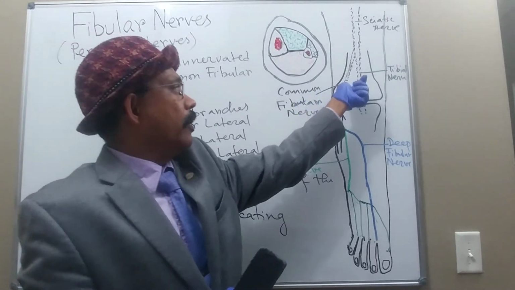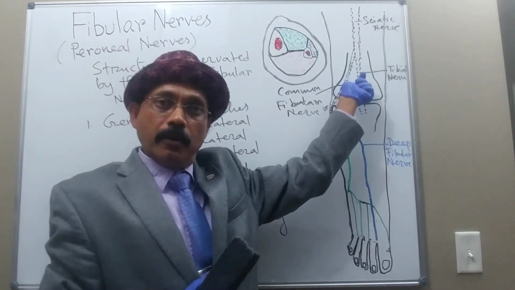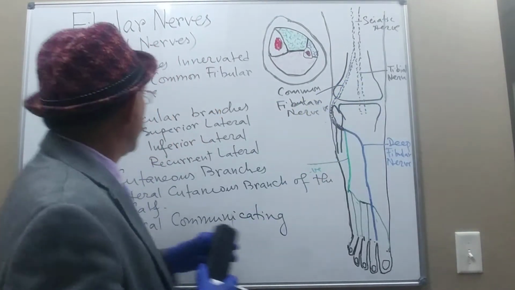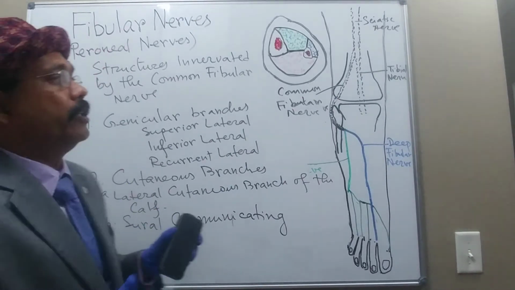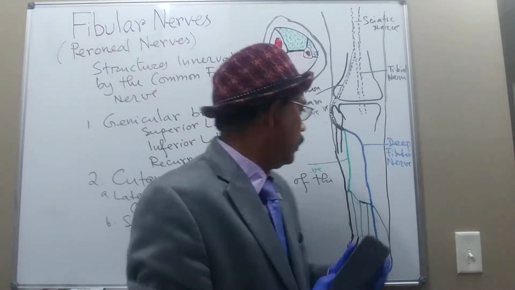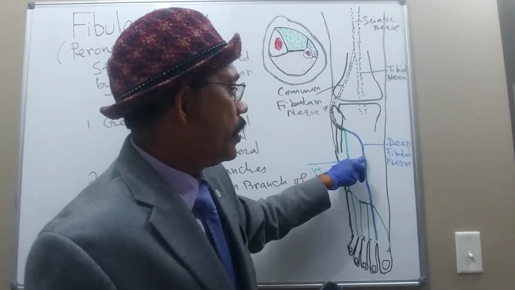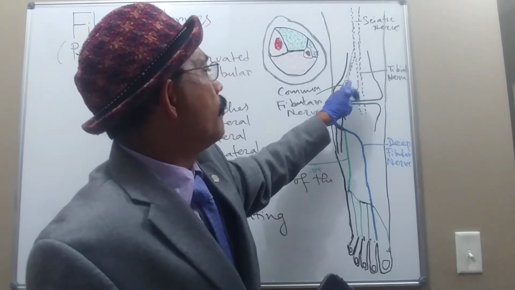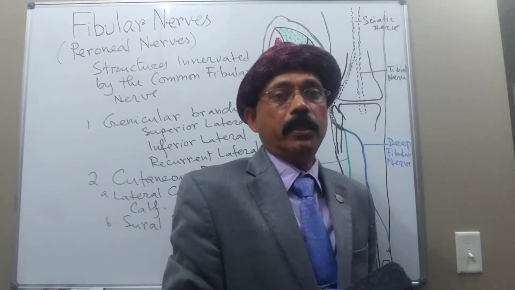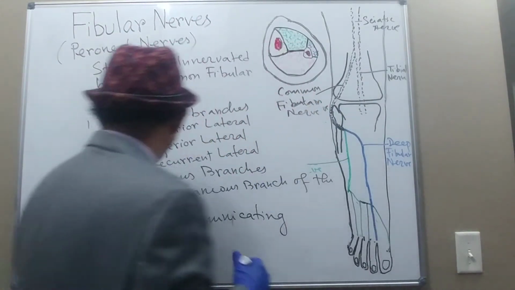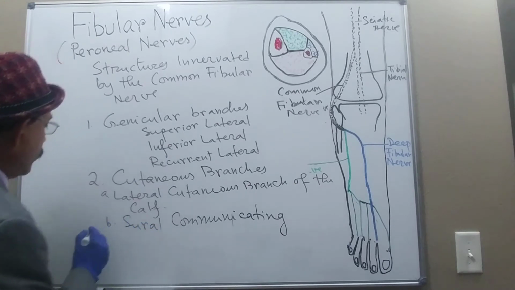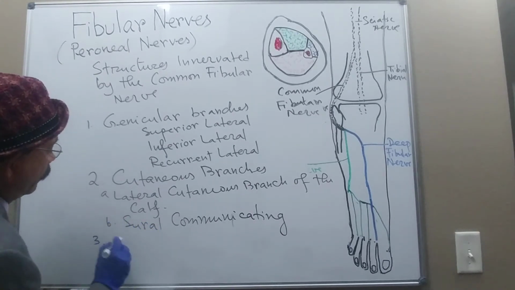It also supplies the muscle. Okay, so usually it doesn't innervate the muscle directly. Muscular supply is by means of the superficial peroneal nerve and deep peroneal nerve. But the common fibular nerve may supply the short head of biceps femoris. Okay, may or may not.